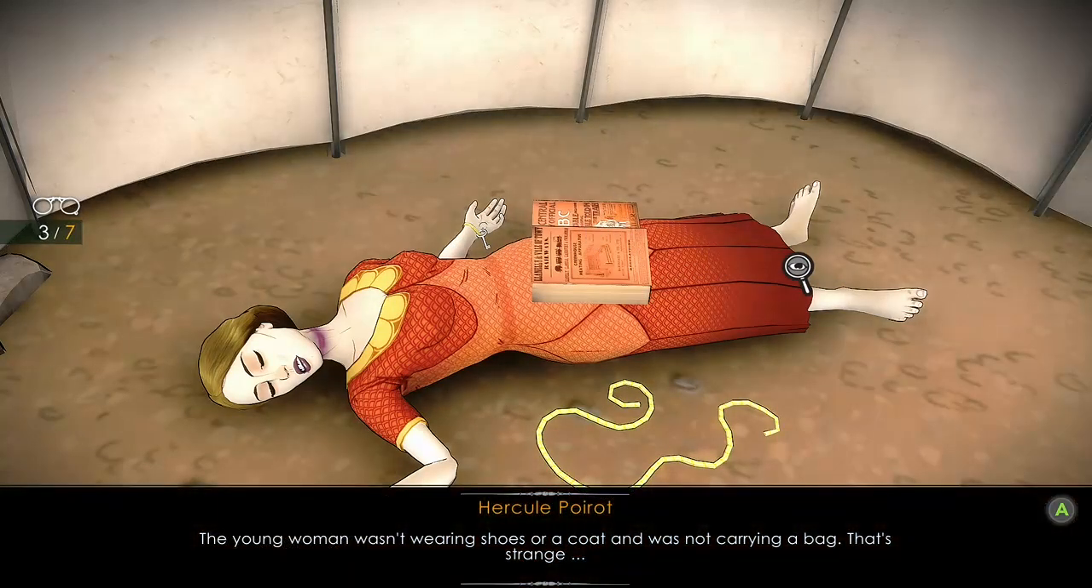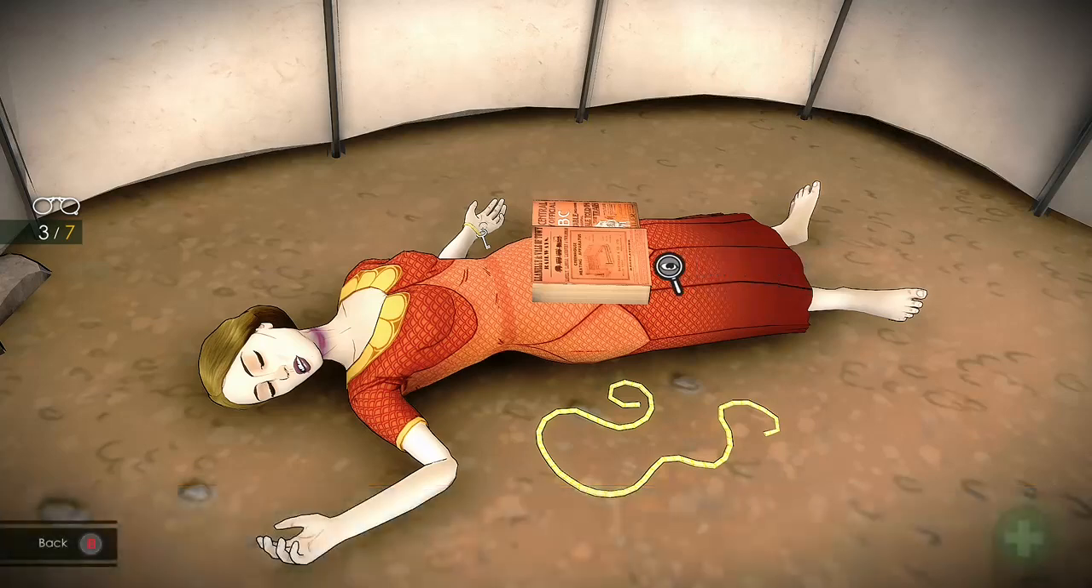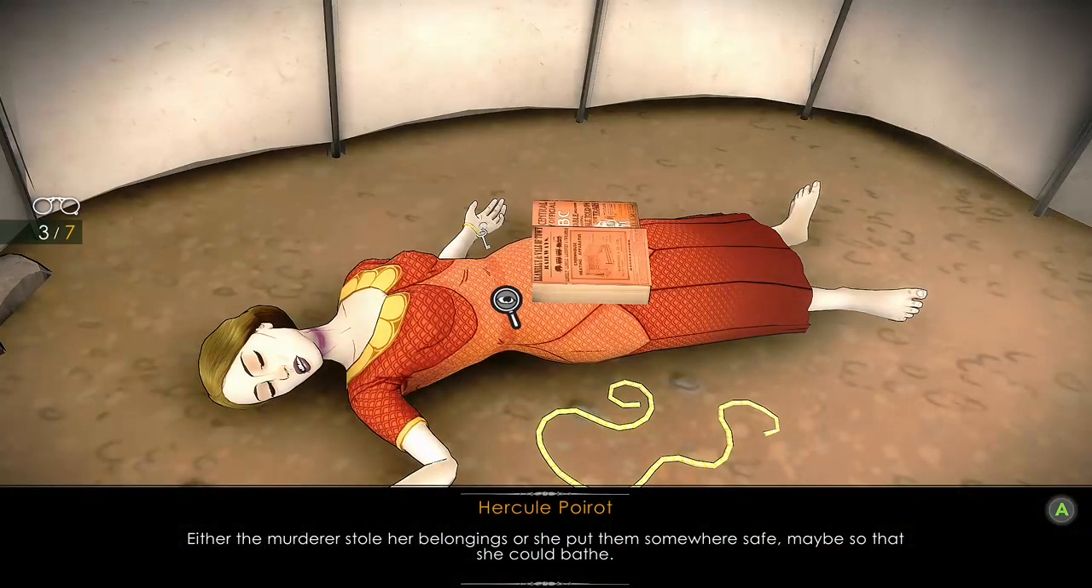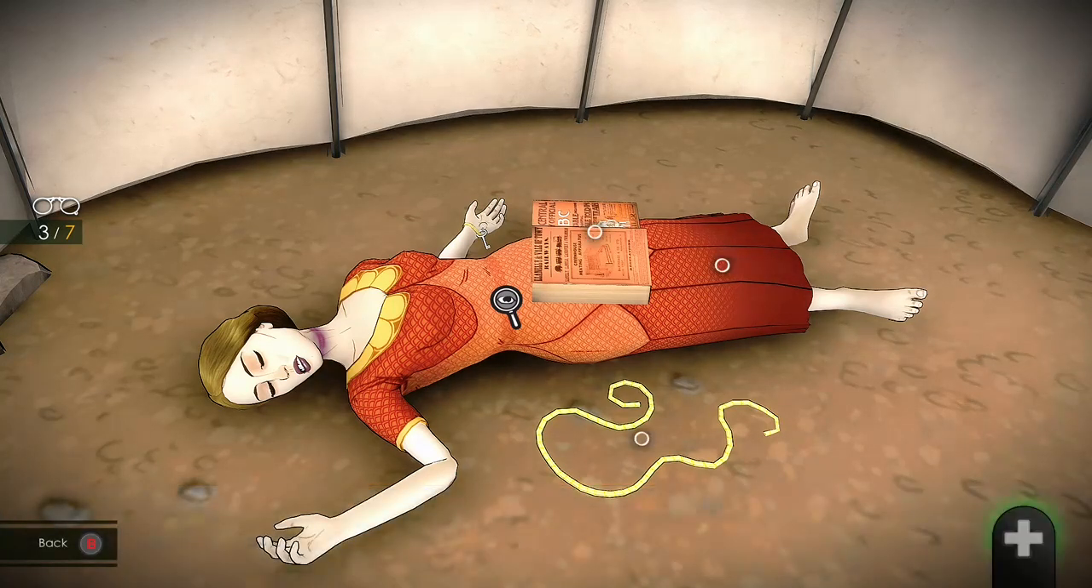The young woman wasn't wearing shoes or a coat, and was not carrying a bag. That's strange. So the murderer stole her belongings, or she put them somewhere safe. Maybe so that she could bathe. Bathe!